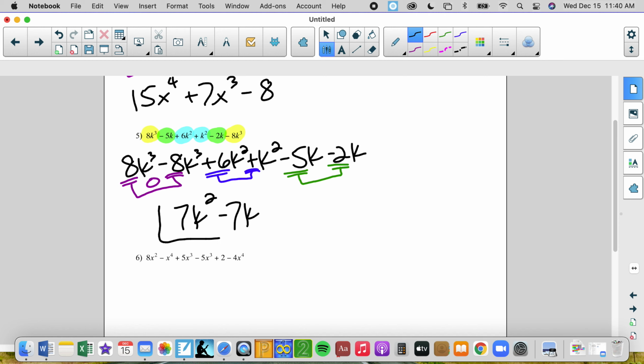Remember, it's in standard form. So I'm going in descending alphabetical order, and then if they have the same variable, it's descending exponents. K squared is going to come before k to the first.